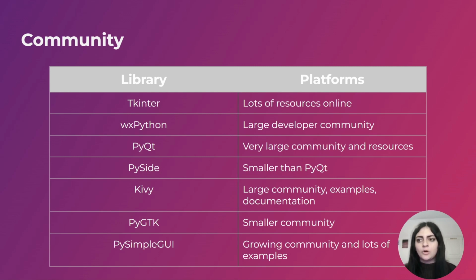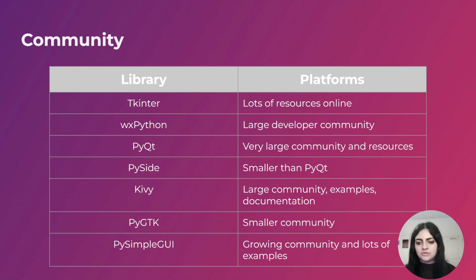This means that there are more people answering questions online on platforms like Stack Overflow, there's more documentation, more tutorials on YouTube or other websites. So this is super important. For Tkinter, extremely popular, it's built in with Python, lots and lots of resources online. For WxPython, you have a very large developer community that also has tons of resources, however not as much as Tkinter or some of the others.